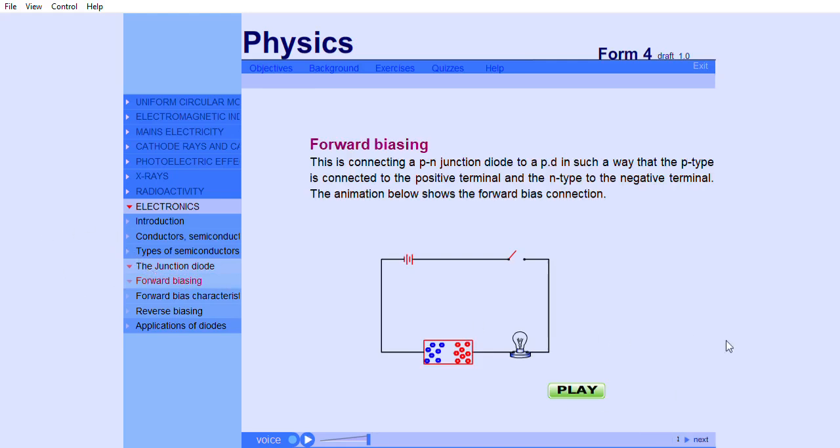Forward bias. This is connecting a p-n junction diode to a PD in such a way that the p-type is connected to the positive terminal and the n-type to the negative terminal. The animation below shows the forward bias connection.